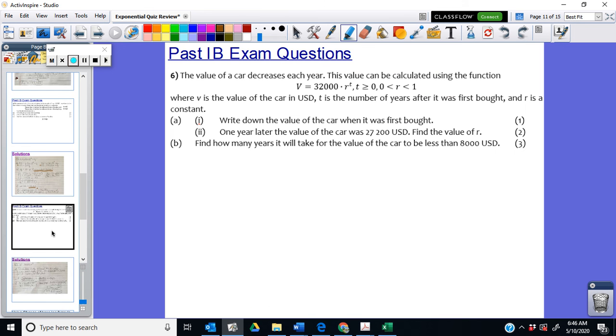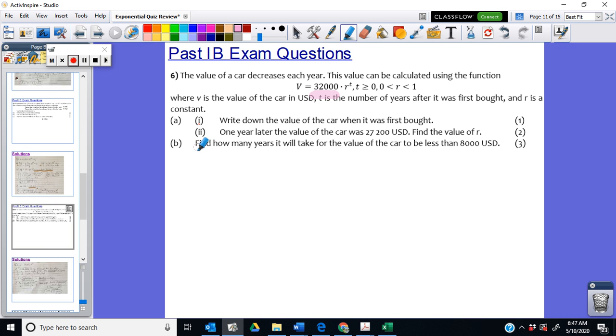The sixth question talks about a car depreciation. And when you look at this equation, remember the starting value is that initial cost. So writing down the value of the car when it was first bought, look to your equation. And then 1 year later, the value was 27,200. Notice that it's less. We need to find the value of R. Well, that's easy. We just divide the two.